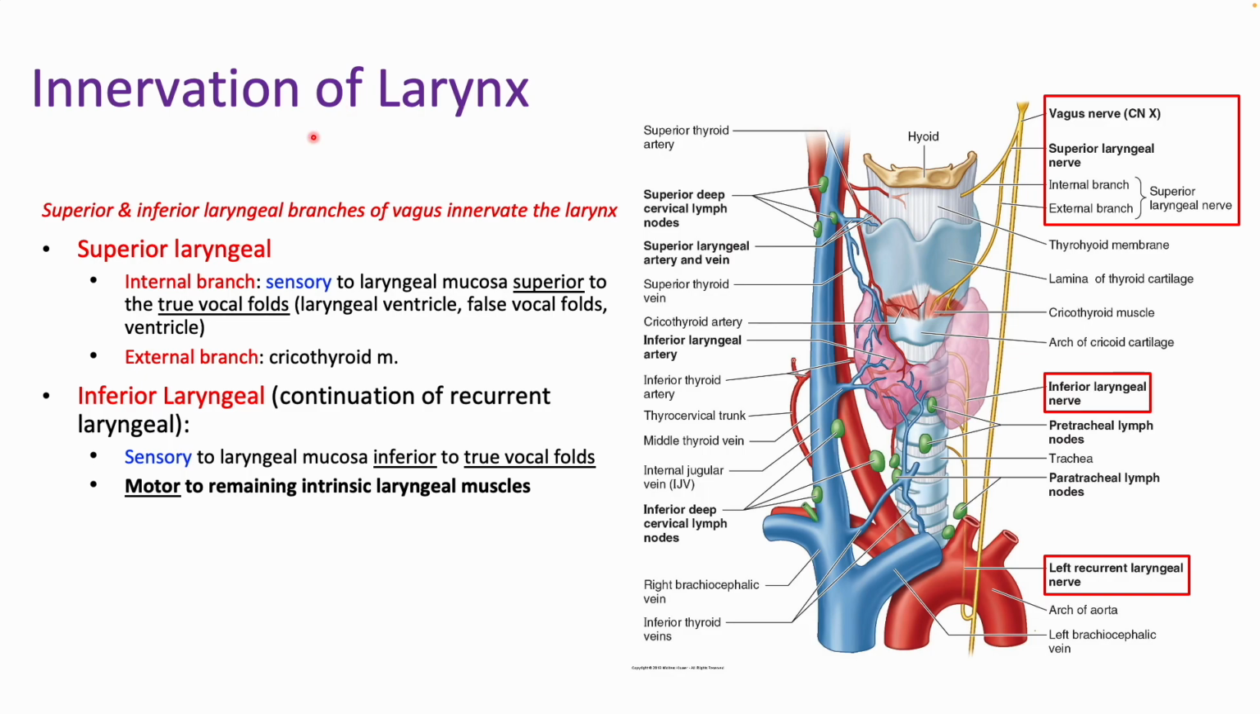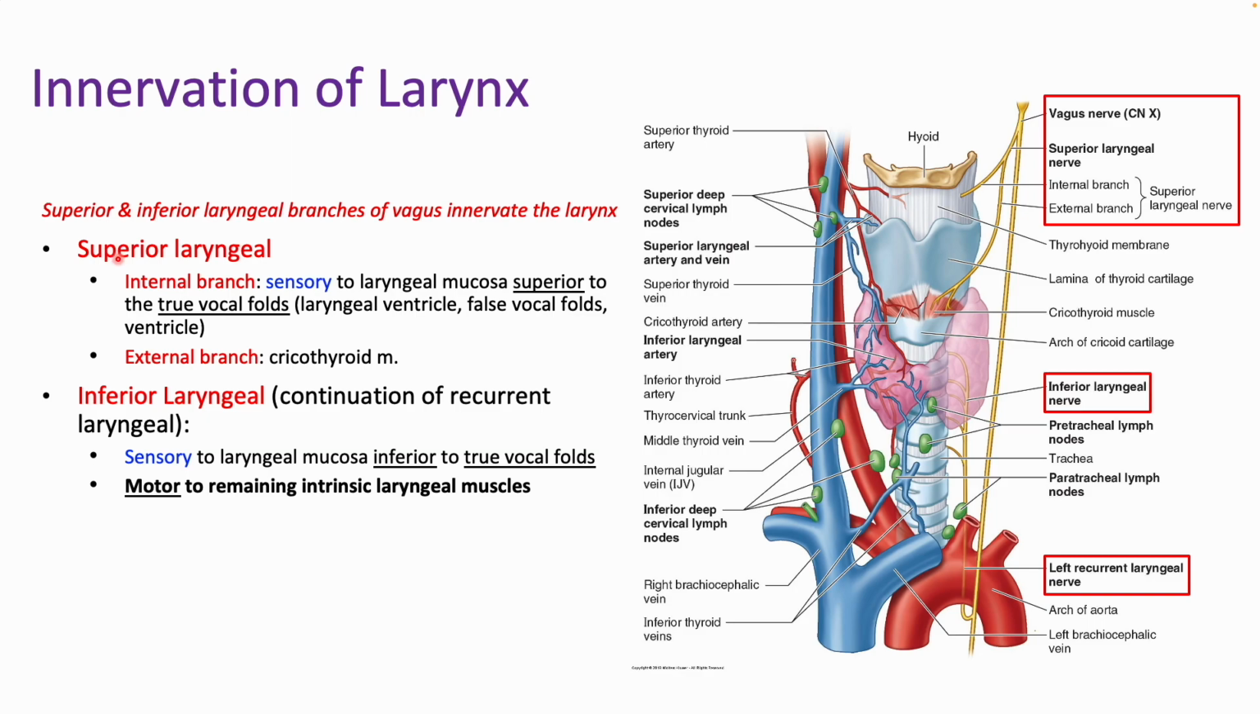So now let's look at innervation. We've seen pretty much all of it has been about the same thing, but a couple exceptions. So let's look at the general trends. And so the superior and inferior laryngeal branches of the vagus are going to innervate all of the larynx. And so we have our superior laryngeal and our inferior laryngeal.